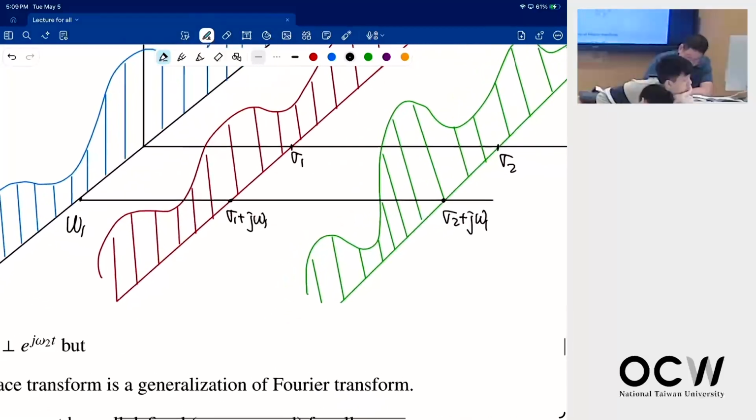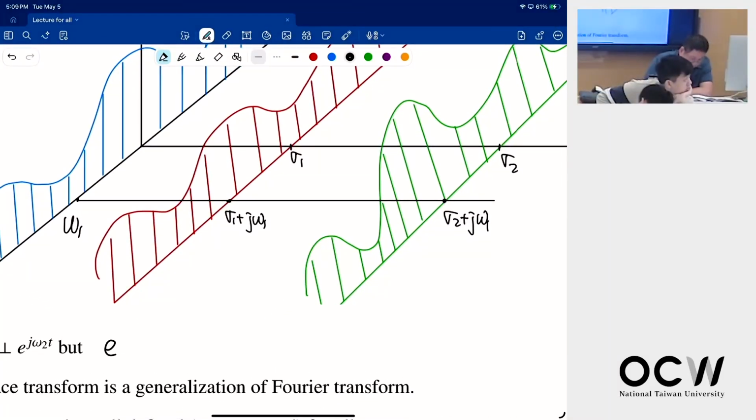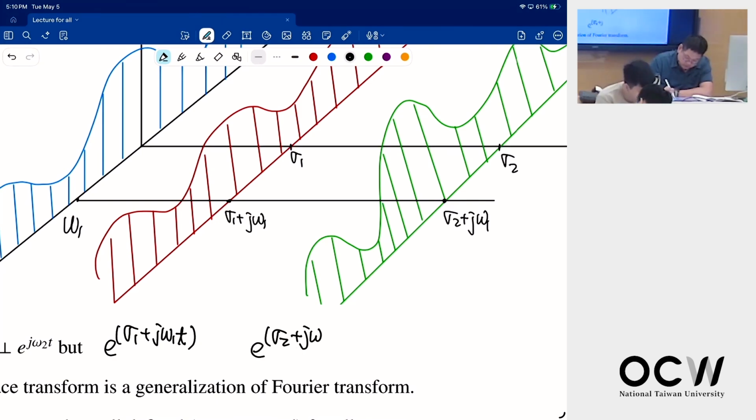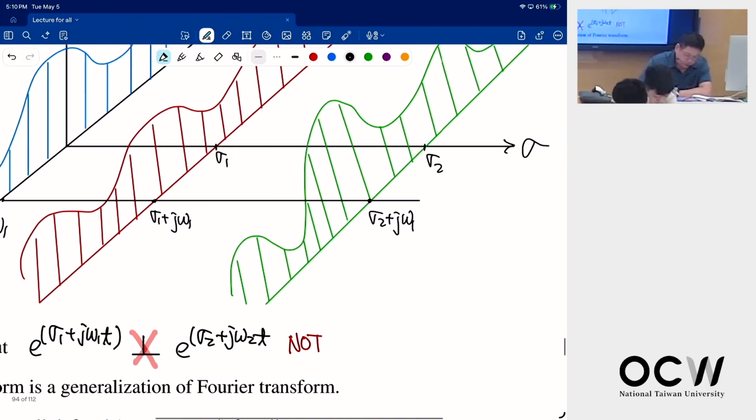I mean, e to the (sigma 1 plus j omega 1) t, and also e to the (sigma 2 plus j omega 2) t. Are they orthogonal? Actually, they are not. So they are not orthogonal.